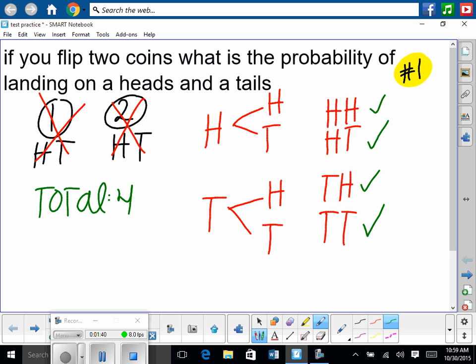Okay, so now let's answer the question. What's the probability of landing on a heads and a tails? So let's look at our outcomes and see where we land on a heads and a tails. Right here we land on a heads and a tails, and right here we land on a tails and a heads, which is still a heads and a tails. So that happens 2 times out of 4. So there's a 2 out of 4 chance, 2 out of 4 outcomes are going to land on a heads and a tails. So that's equal to 50%.